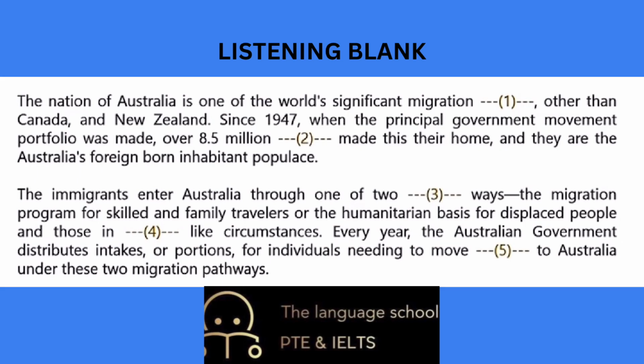The immigrants enter Australia through one of two apparent ways: the migration program for skilled and family travelers, or the humanitarian basis for displaced people and those in refugee-like circumstances. Every year, the Australian government distributes intakes, or portions, for individuals needing to move forever to Australia under these two migration pathways.